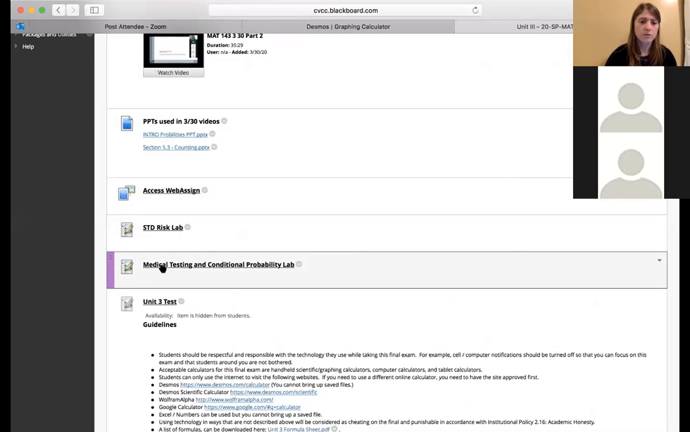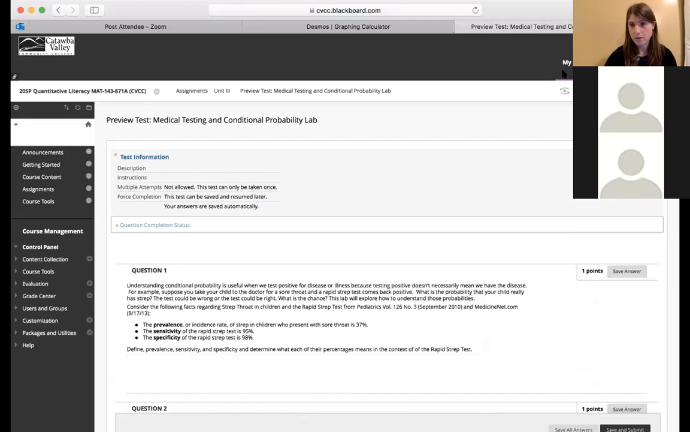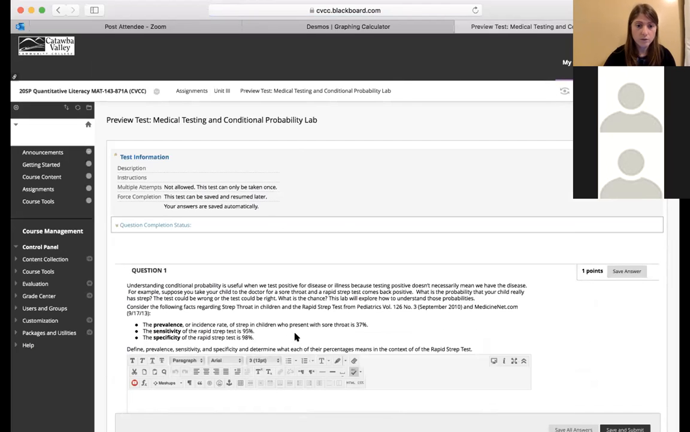But this is the medical testing and conditional probability. Really, all the questions on this lab are the medical testing. So read through these carefully. They're going to give you lots of different numbers. Use your notes, read through them carefully. Let me know if you have questions. I do have office hours after this, so you're welcome to sit there and ask some questions if you have any. But as far as this lab, this is our last lab for Unit 3. So continue to work on it.